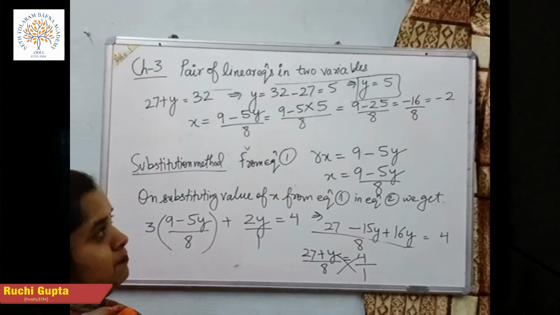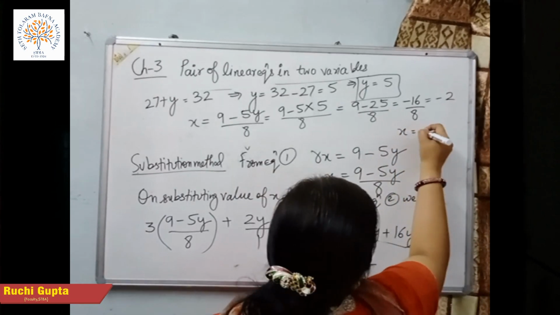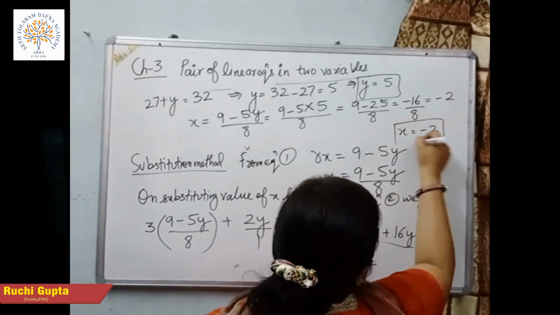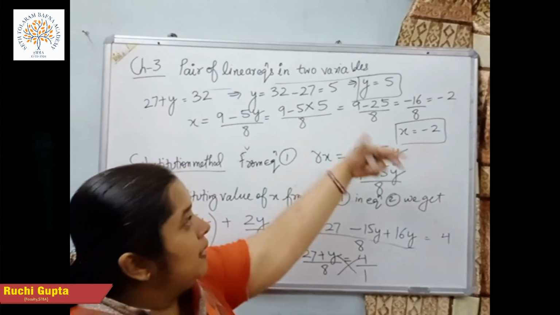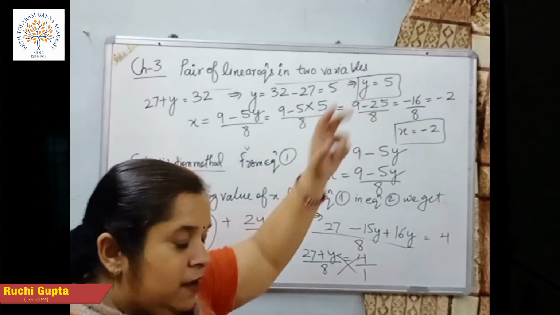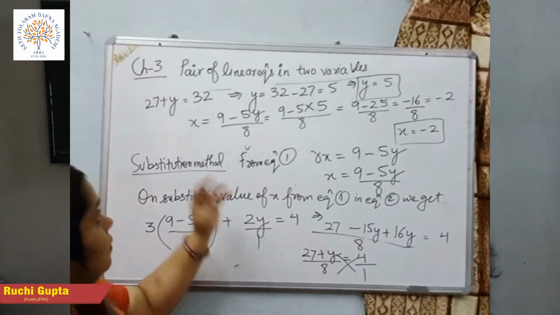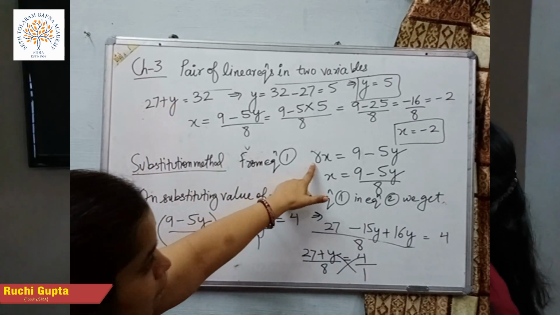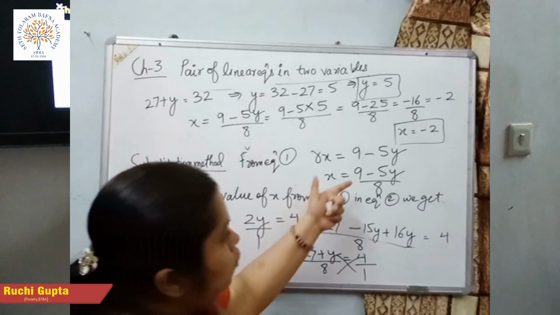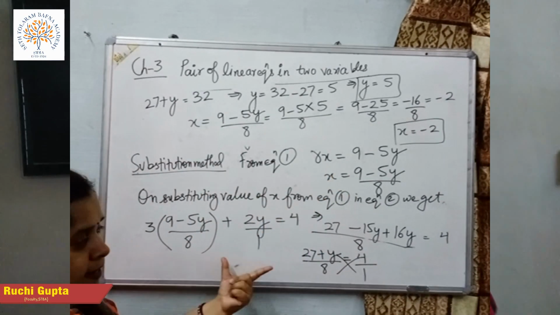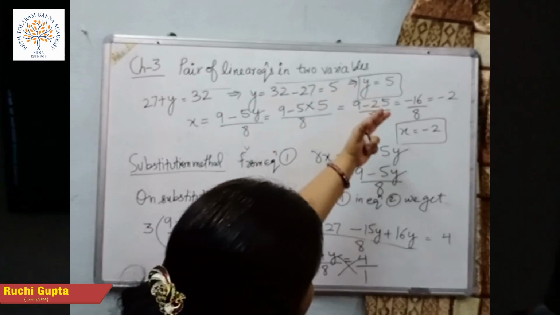So this is the substitution method. We have found the value of x as well as the value of y. So the value of x is minus 2 and the value of y is 5. Is this method clear? From the first equation, we found the value of x. We substituted the value of x from this equation in the second equation and we solved for the values of x and y.